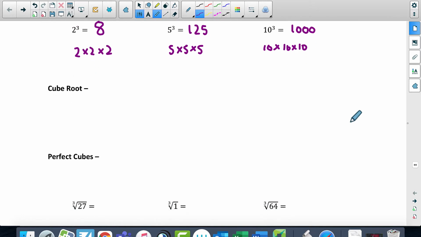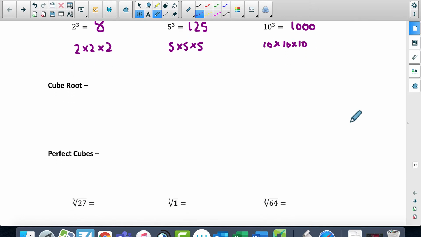Okay, now we're going to do the inverse, right? The opposite. We're going to do the cube root. So before we looked at square roots, remember we had stuff like the square root of 9. And what did that equal? It equaled 3. Do you remember why?